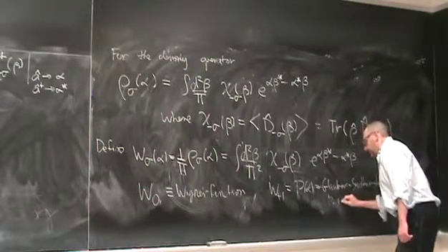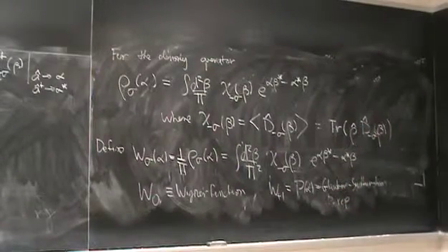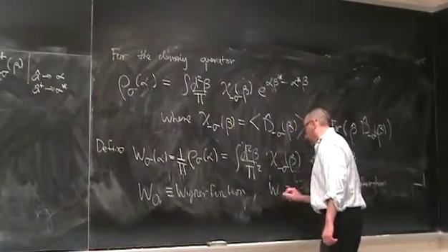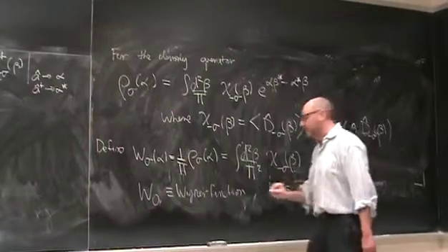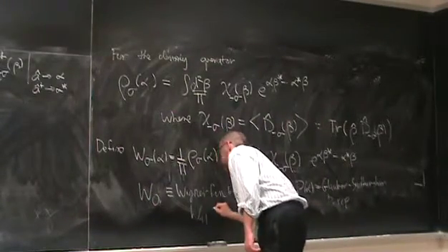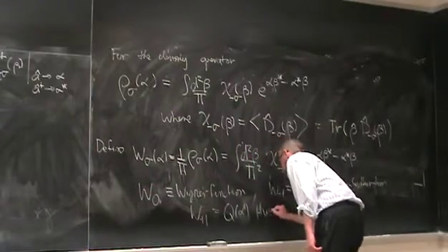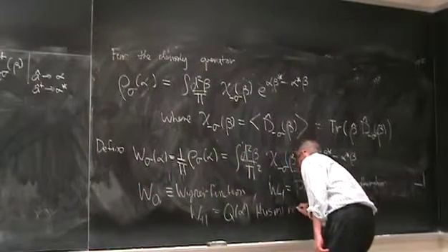P representation. And W, I'm sorry, the minus 1, minus 1. W plus 1 is called Q, and that's the Husimi representation.